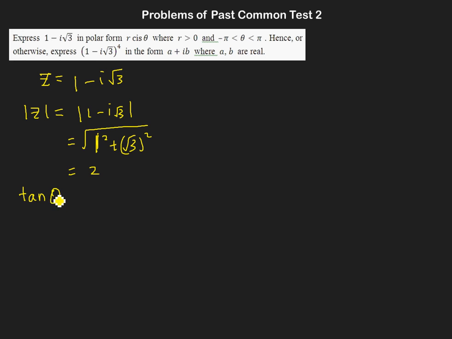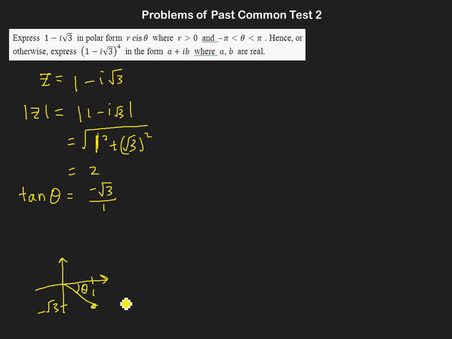argument by using the formula tangent theta. The argument is always equivalent to y divided by x. In this case, your y is negative square root of 3 and your x is 1. If you're not too sure about this argument, you can first sketch the complex number. It is somewhere here, negative square root of 3. So this is 1 minus square root of 3i, and so this angle theta is in the 4th quadrant.